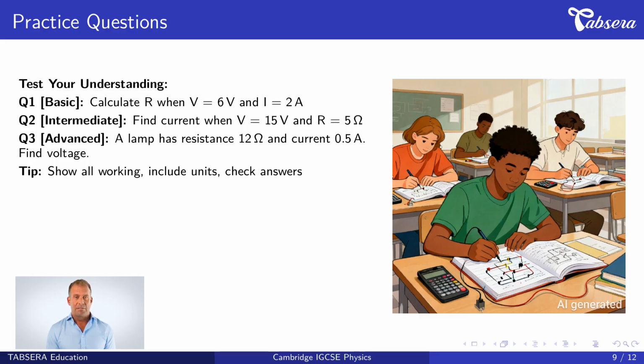Question 3 is advanced. The question is, a lamp has resistance 12 ohms and current 0.5 amperes. Find voltage. This tests your ability to use V equals I times R. For all questions, remember to show your working clearly, include units in every step, and check your answers make physical sense.